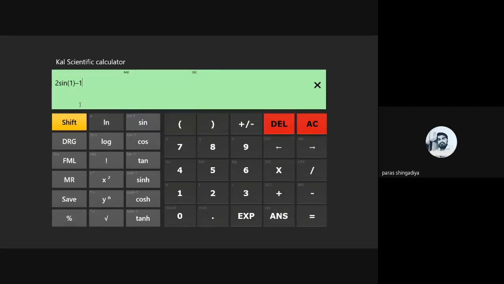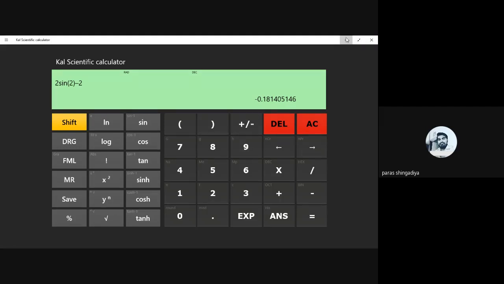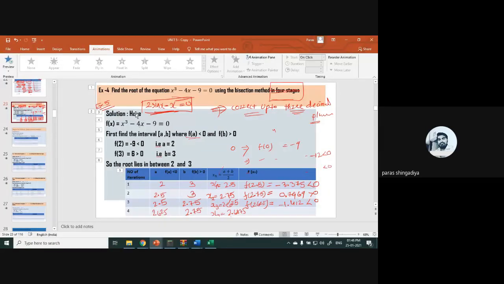And for 2, when we consider 2 in place of 1, 2 sin 2 minus 2, that is negative, minus 0.1814. So that is the interval ab. And now practice its solution. Try it by yourself.